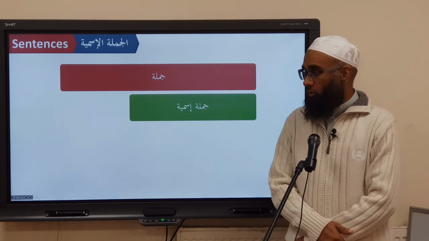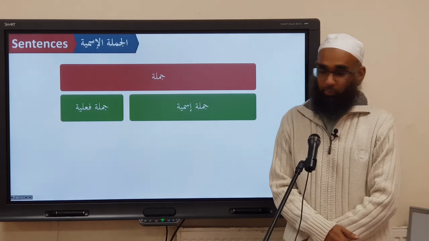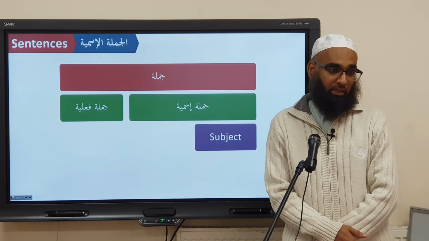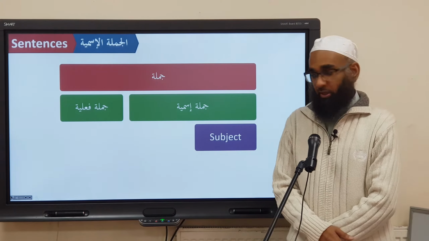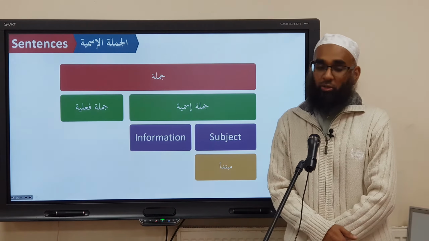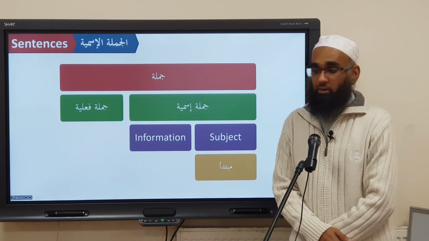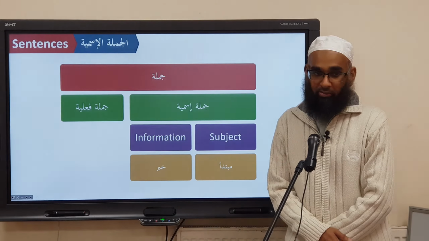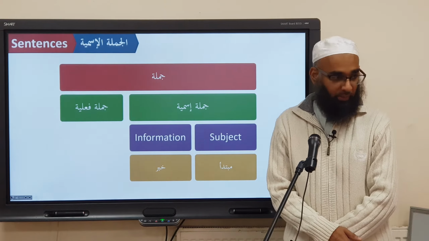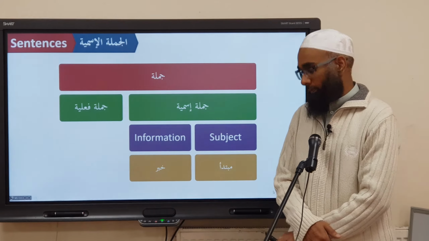A jumlatun ismiya is made up of what? Two parts. Two nouns. What's the first part called? Subject, and the second part is called the predicate or the information. The subject is called what? Mubtada'un, and the information or the predicate is called khabarun. Yes? Everybody got that? Have we done exercises as well? Quite easy. Everybody understanding? Okay.